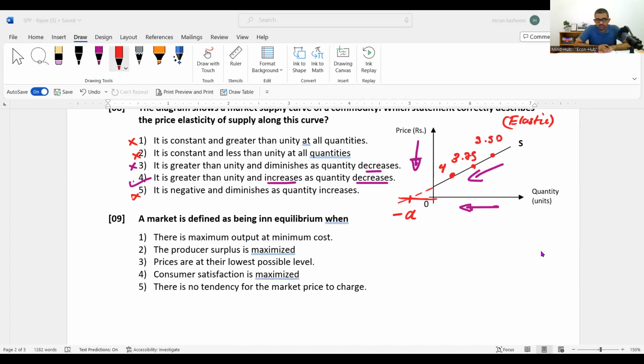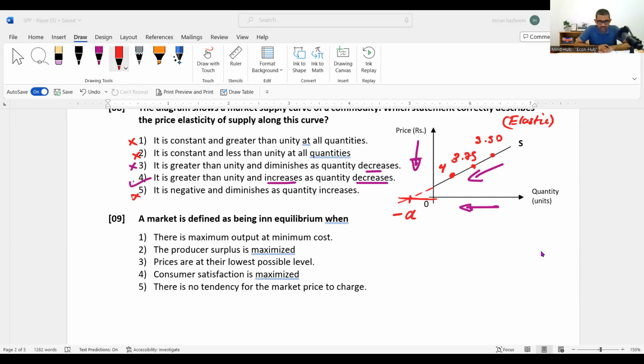The producer surplus is maximized. You can't say that, right? Producer surplus can increase at higher prices. Prices are at their lowest possible level. Equilibrium is not the maximum or minimum of anything. Consumer satisfaction is maximized. As I said, equilibrium is not the maximum or minimum of anything.